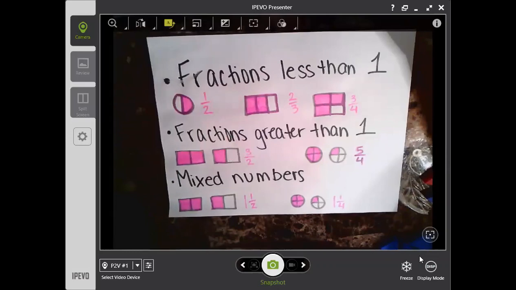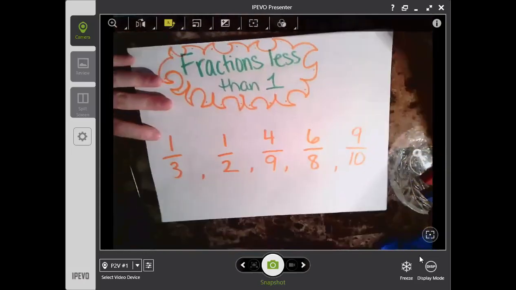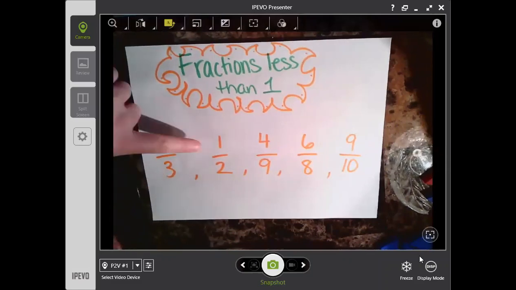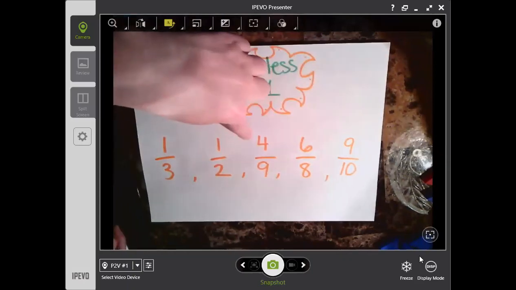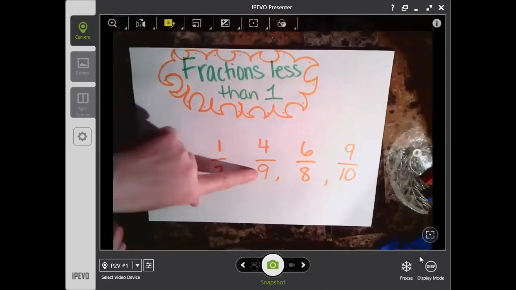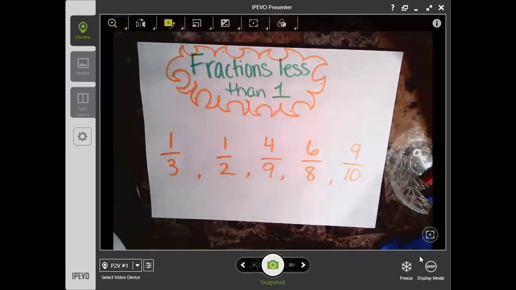Okay, so I'm going to go ahead and show you some other posters here. So fractions less than 1, these are fractions that we kind of started off with. We were partitioning shapes into equal size pieces. You may have had to shade or locate 1/3 of a shape or 1/2 of a shape. All of these are less than one whole, and I know that because the numerator is smaller than the denominator on all of these. So 1 is smaller than 3, 4 is smaller than 9, 9 is less than 10. So I know that each of those is a fraction that is less than one whole.